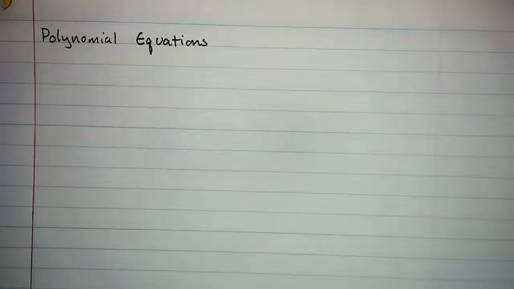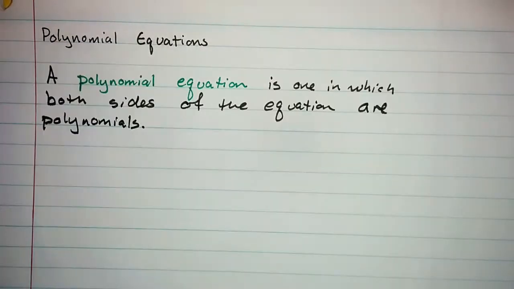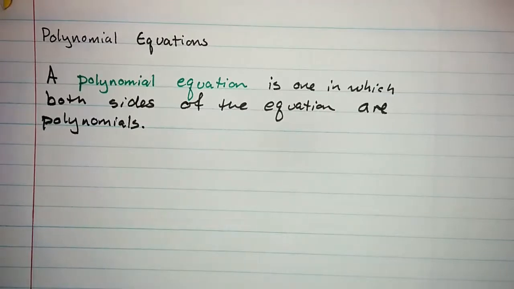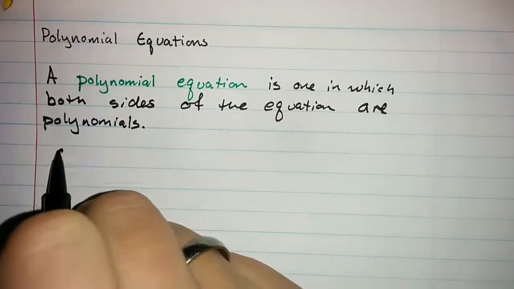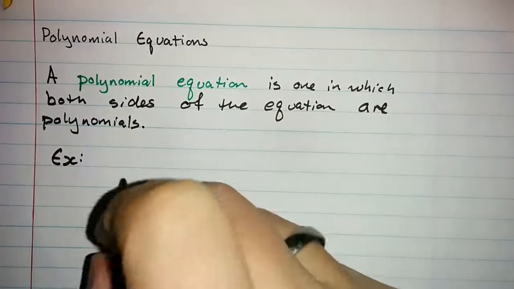What about equations then? We can also have polynomial equations. A polynomial equation is one in which both sides of the equation are polynomials. Now remember again, just a number also counts as a polynomial. So polynomial equals number is still a polynomial equation.